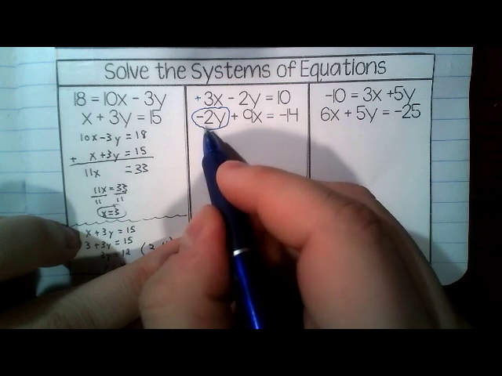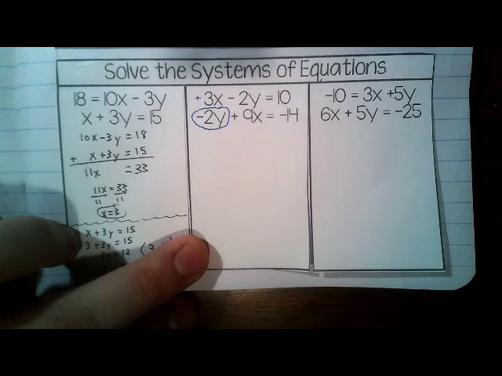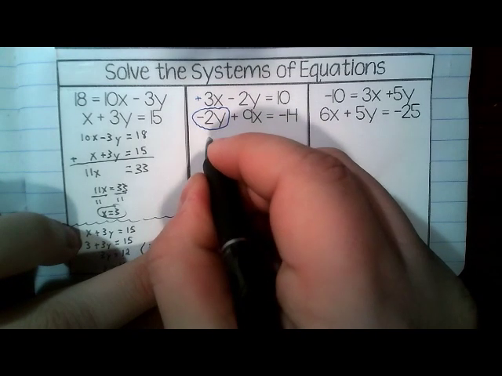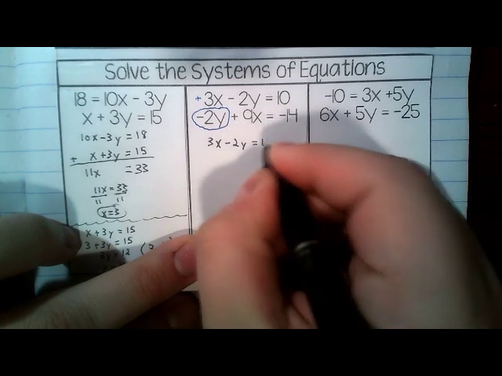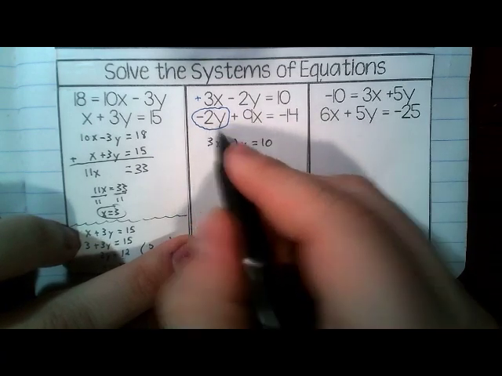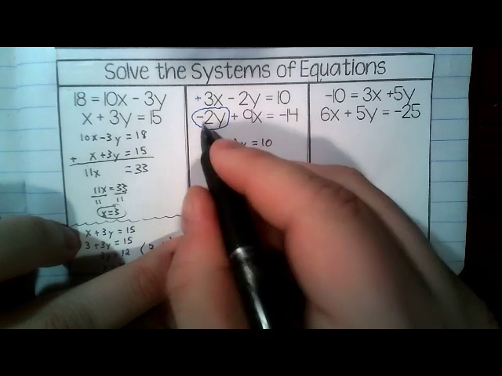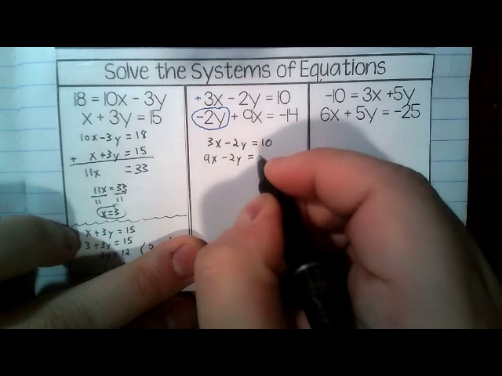So, again, just for conformity, I'm going to move the y to the right side here. My first equation doesn't change. I have 3x minus 2y equals 10. My second equation, I'm going to write the 9x first, and then it's minus 2y equals negative 14.